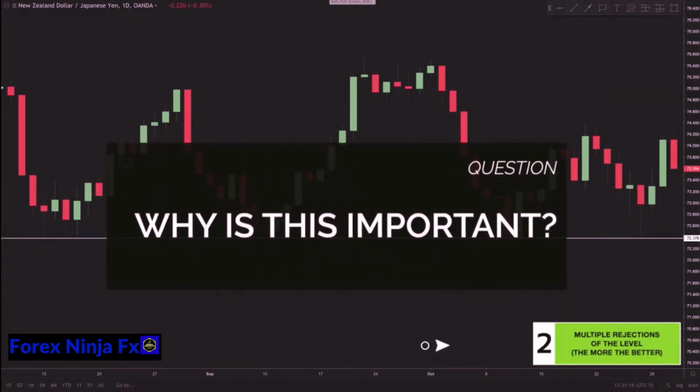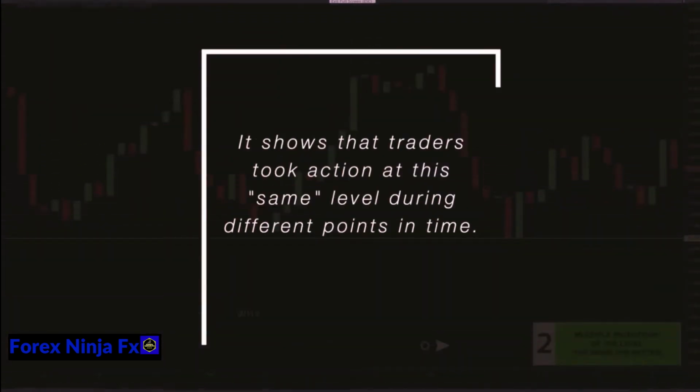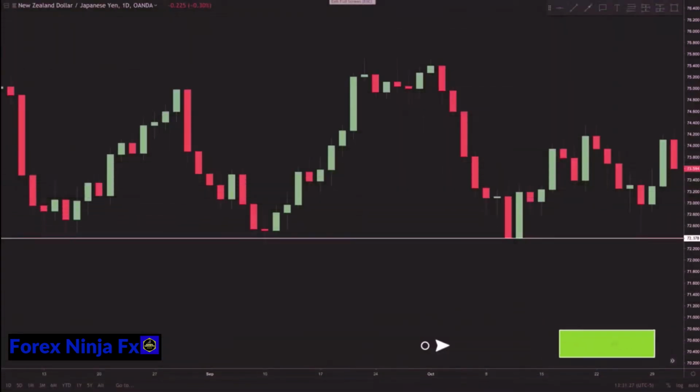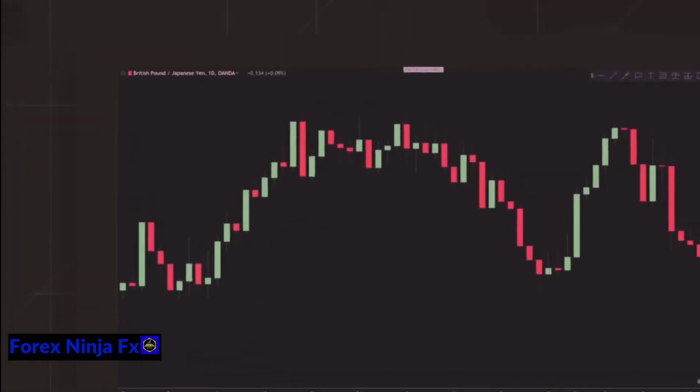So why is this important? Multiple rejections shows that price reacted to this level more than once, meaning traders took action at this level during different points in time. Now to the next criteria we look for.